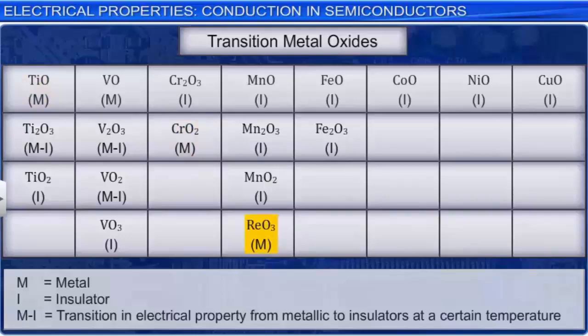Oxides like TiO2, VO3, and many metal oxides behave as insulators. For certain metal oxides like Ti2O3, V2O3, and VO2, there is a transition in electrical property from metallic to insulators at a certain temperature.